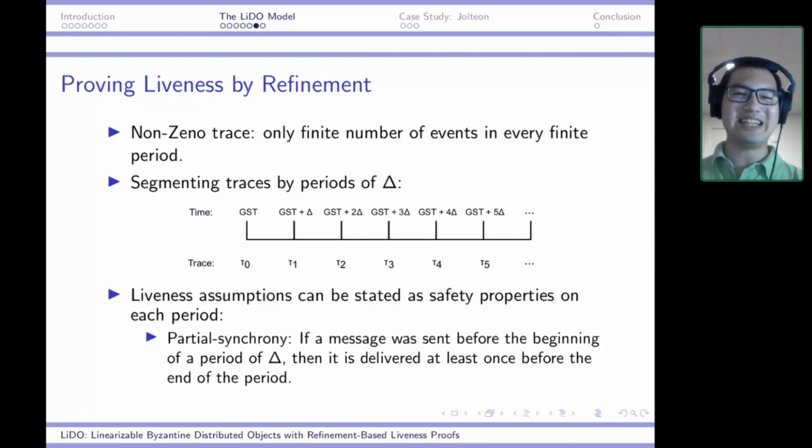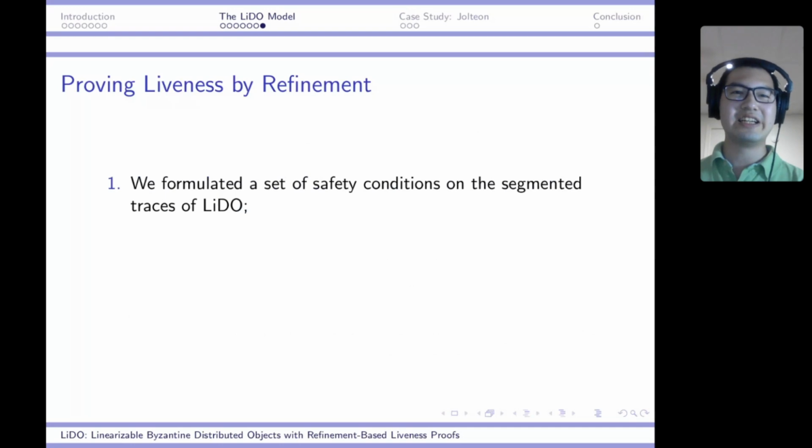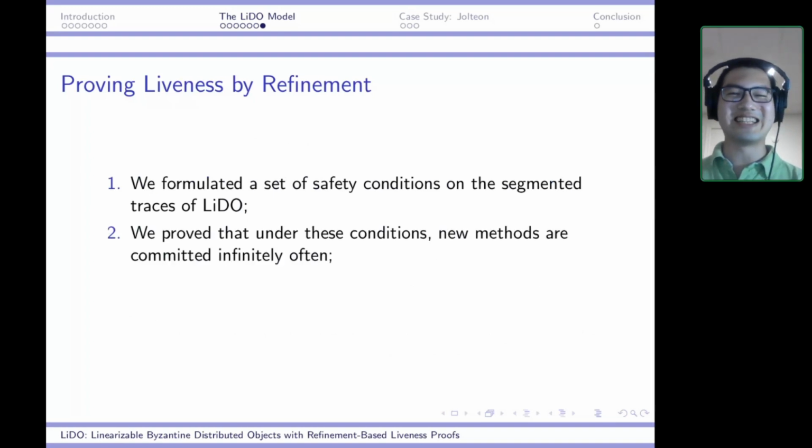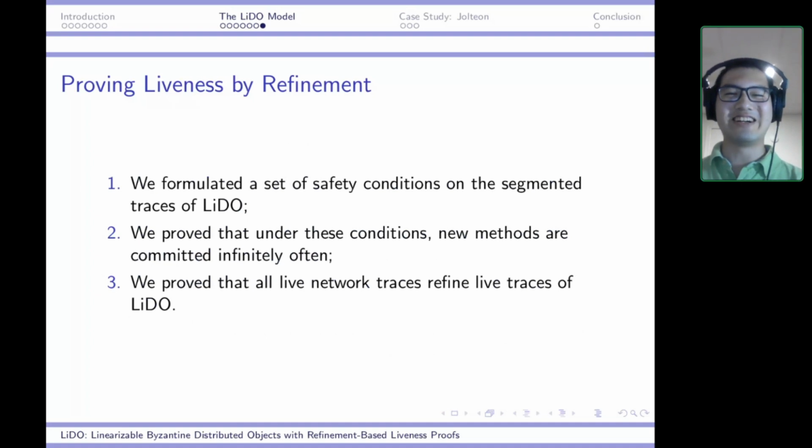And what this gives us is that we can easily state the liveness assumptions as safety properties on each period. For example, to represent the partial synchrony assumption, we will just say, if you send a message before the beginning of a period of delta, it's delivered at least once before the end of the period. And with this, we can summarize our liveness proof in 3 simple steps. First, we formulate a set of safety conditions on the segmented traces of LiDO. Then we prove that under these conditions, we can commit new methods infinitely often. And finally, we just show that all the live network traces refine all the live traces of LiDO. Which implies that at network level, you also commit new methods infinitely often.